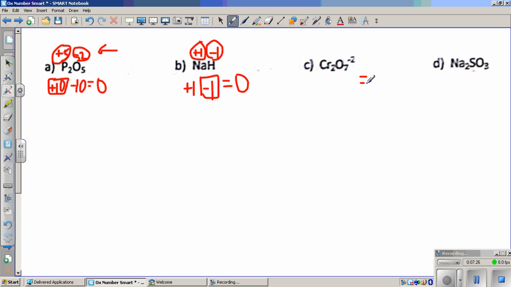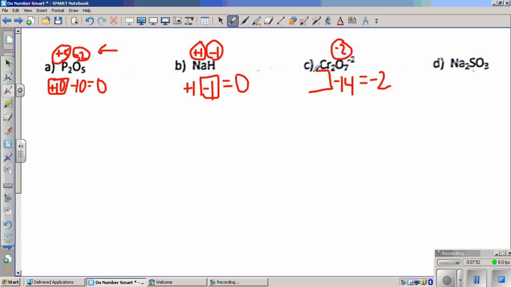The next one has to add up to be -2 because of that charge. I look for alkali metal, alkaline earth metal, or aluminum, which I don't have. I look for hydrogen, don't have it. Look for oxygen, which I do have. So oxygen is going to be a -2 oxidation number. So -2 times 7 is -14 for the negative coming off of that oxygen.